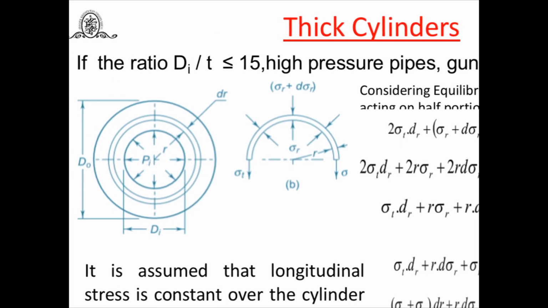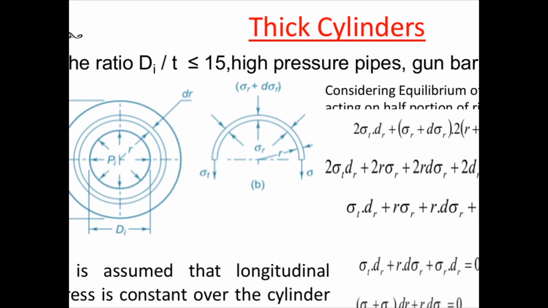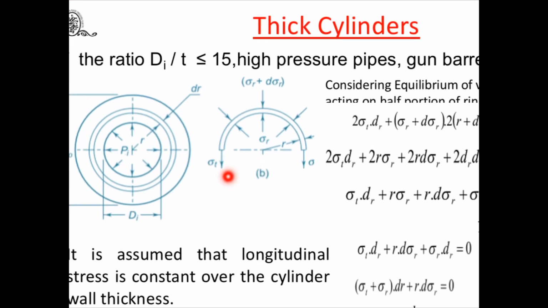Now to make this analysis, consider a small elemental ring here, having thickness dr, and this ring is shown here. It is subjected to some of these stresses. Here this is sigma T, the circumferential stress. R is the radius, or 2R is the diameter inside. Then it is subjected to sigma R also. In a thick cylinder compared with a thin one, the magnitude of sigma R is more. That's why we have to consider this stress also, along with sigma T and longitudinal stress. But longitudinal stress, sigma L, is uniform.